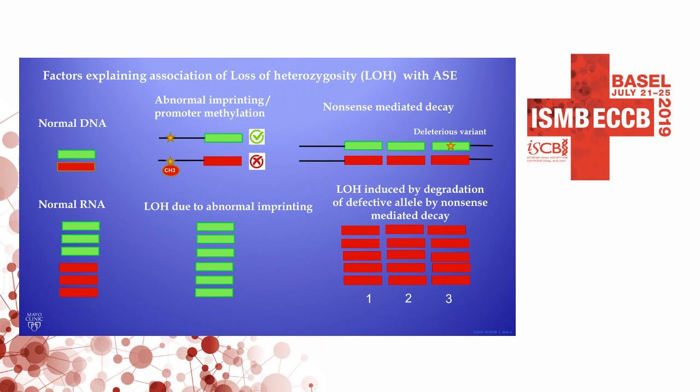The top panel is all of what our genome would look like in the DNA, and the bottom panel is the instances that would happen in case of RNA. So the figure to the farthest left would explain normal DNA and normal RNA. The second figure explains in case of abnormal promoter methylation, wherein you would lose one allele and see expression of only the second allele. And in the third case, if there is a truncating or deleterious variant in one of the alleles, the cellular machinery actually rescues the normal by completely deleting the defective allele, and so you see expression of just one transcript over the other.